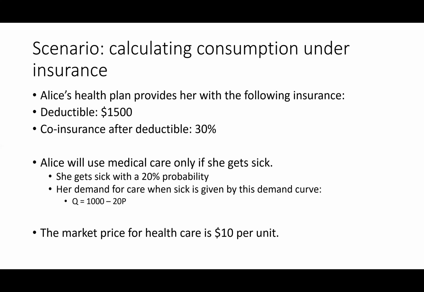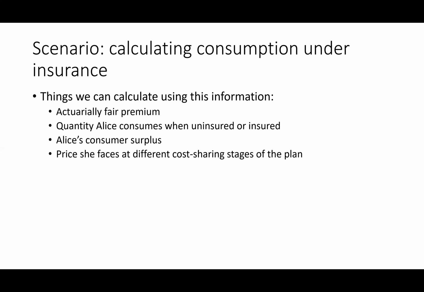So Alice is only going to use medical care if she gets sick, and she gets sick with a 20% probability. We can model her demand for care when sick by her demand curve, which here is going to be Q equals 1000 minus 20p. And just for convenience, we're going to say that the market price for healthcare is $10 per unit. $10 seems pretty cheap to me, but it is convenient for this example.